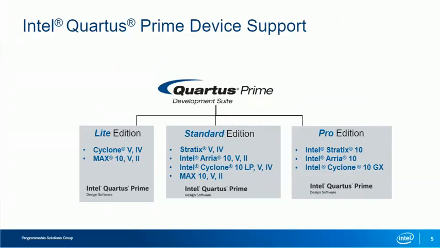To understand migrating between different versions of the software, it is important to understand the device support in each one. Device support for each Intel Quartus Prime edition is listed here. Note that currently Intel Arria 10 devices are supported in both the Standard and Pro editions. The Pro edition supports Cyclone 10 GX, Arria 10, and Stratix 10. Only the Quartus Prime Pro edition includes the Intel Quartus Prime Pro synthesis engine.